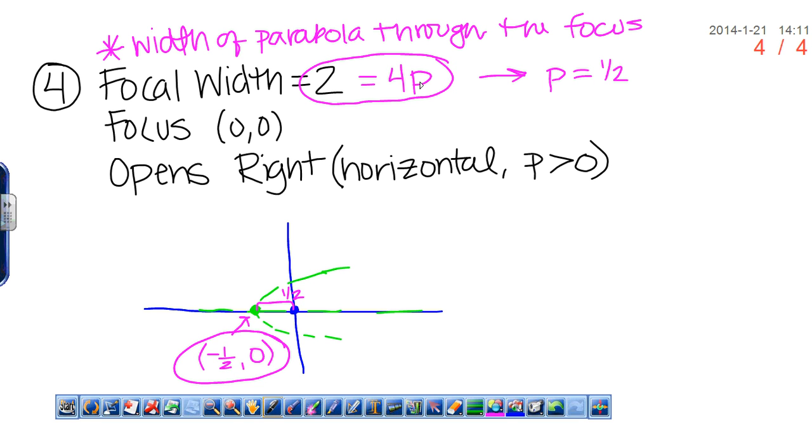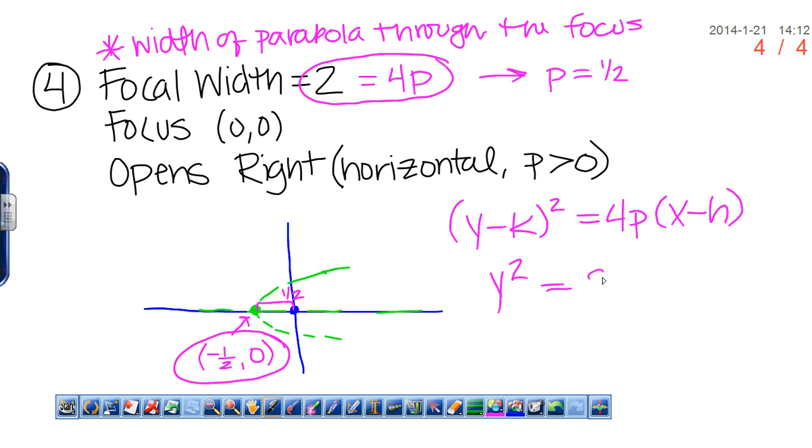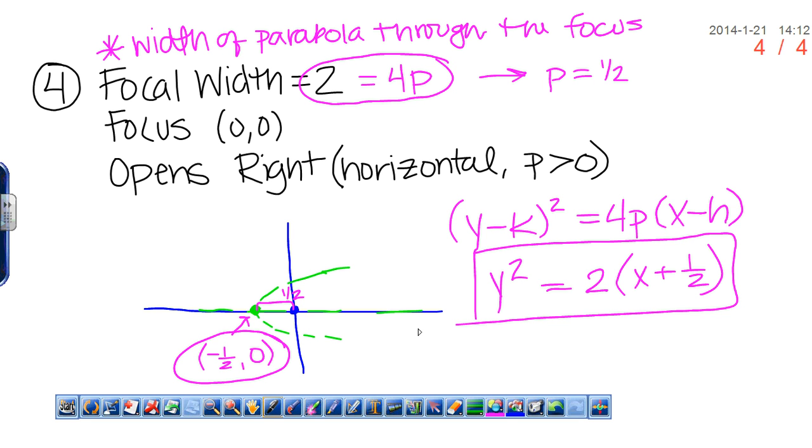So can we write our equation? Yeah. It's horizontal, so this is going to be y minus k squared equals 4p times x minus h. Let's plug in. What are we going to have? Yeah, y minus 0, which is just y. So y squared equals 2 times x plus 1/2. Questions on that one?